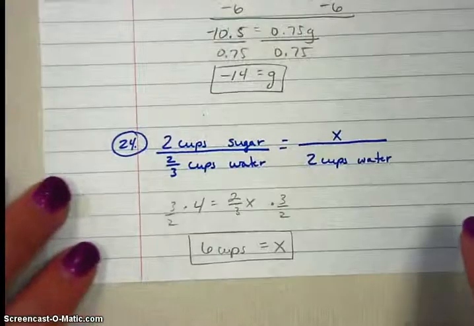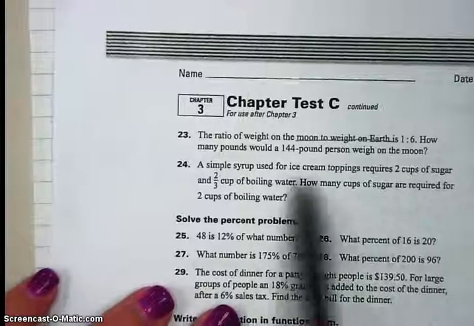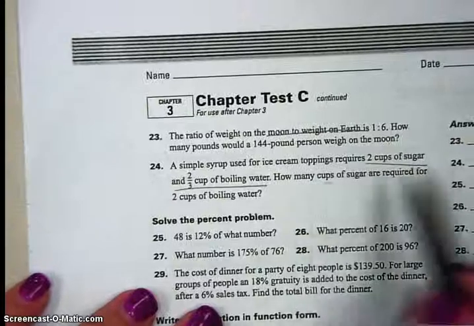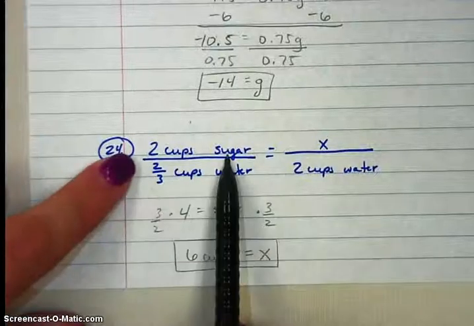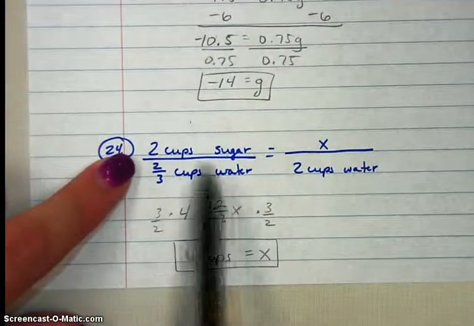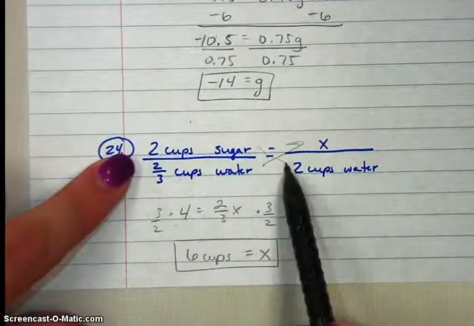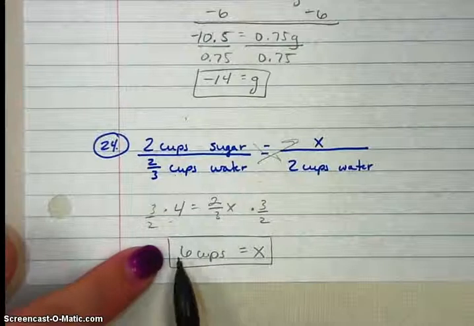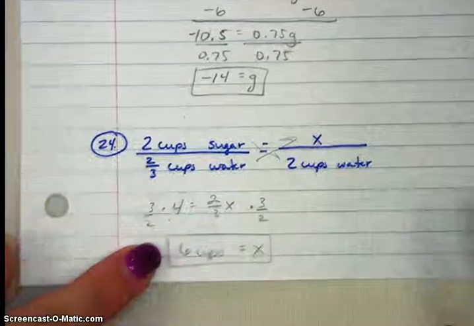On 24, you'll notice this is also a word problem. It talks about a simple syrup for ice cream, and they tell you 2 cups of sugar for 2/3 cups of boiling water. How many cups of sugar are required for 2 cups of boiling water? Well, this is tricky because of all the cups. So I actually put cups of sugar, cups of water. So when I set this up, we're going to cross multiply. 2/3 times x. 2 times 2 is 4. So it would be 6 cups of sugar, if you want to be particular, for 2 cups of water.